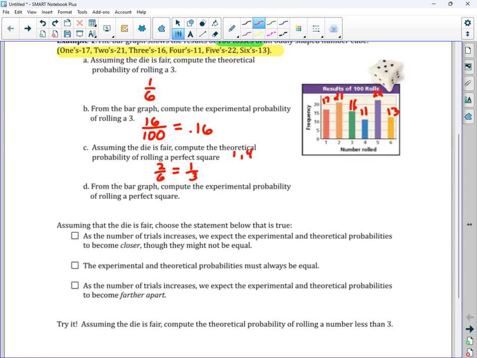So if I look over here, there were 17 ones, there were 11 fours, which is 28 out of 100, or 0.28.